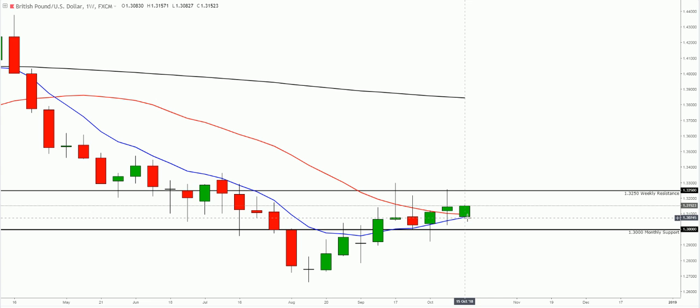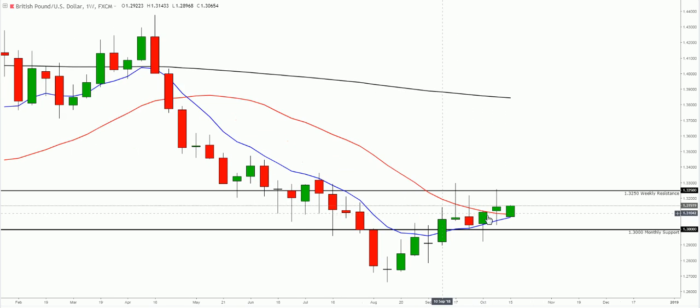There was further doubt posed by the EU member states as to the UK's proposal with regards to Ireland and Northern Ireland, which did cause this massive gap down to meet the moving average support. As you can see, last week after meeting the 1.3250 resistance, price pulled back quite sharply to close this spinning top.